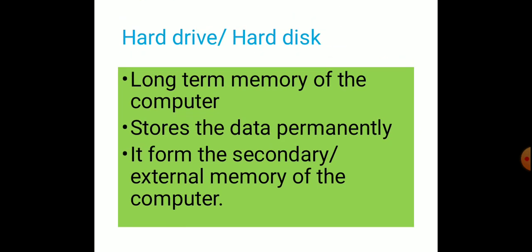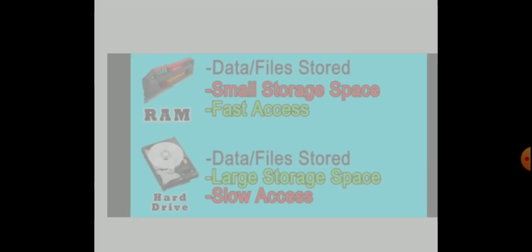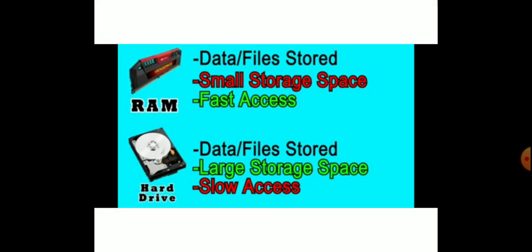The last device is hard drive or hard disk. It's a long-term memory of the computer. It stores the data permanently. It forms the secondary or external memory of the computer. See, here we will differentiate the RAM and a hard disk. The RAM can store data or files. It has a small storage space. It accesses very fast.